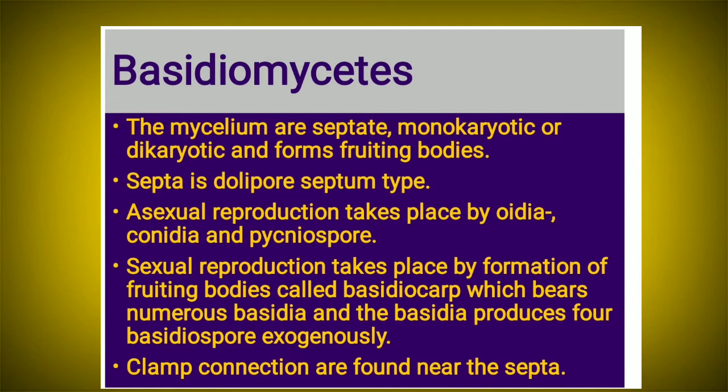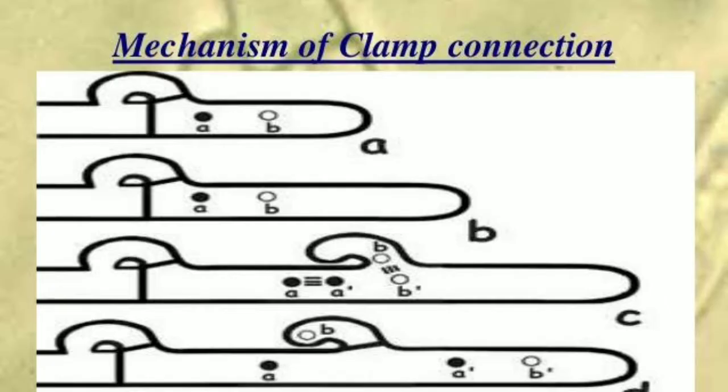Then the next point is that sexual reproduction takes place by the formation of fruiting bodies called basidiocarp, which bears numerous basidia. These are again specialized cells called basidia, which are formed inside the basidiocarp, and these basidia produce 4 basidiospores exogenously, that means towards the outer side. Another important feature here is the formation of clamp connection that is found near the septa. So in the diagram you have seen how these clamp connections are formed.